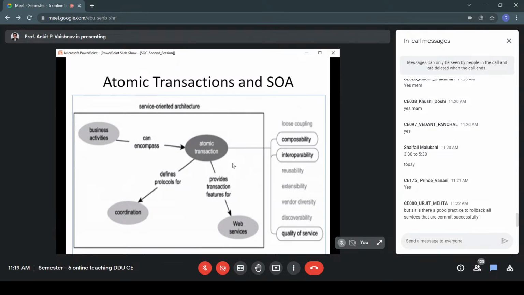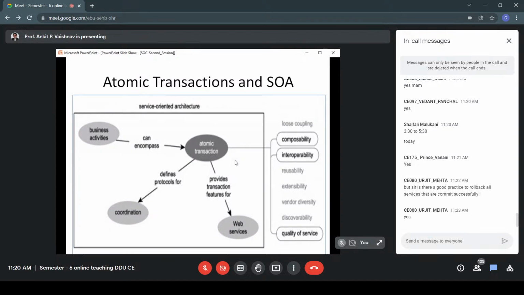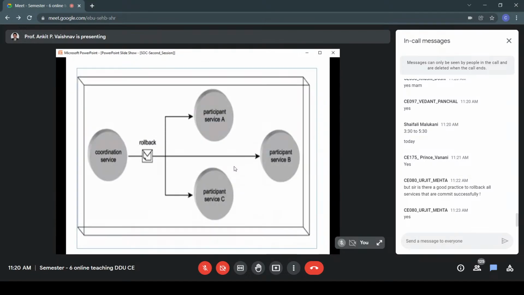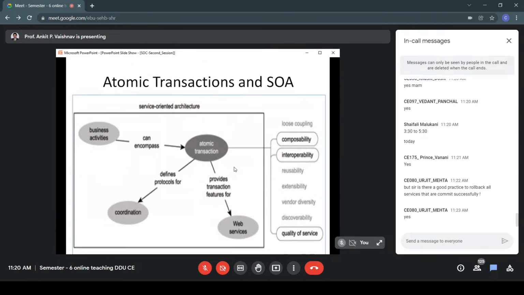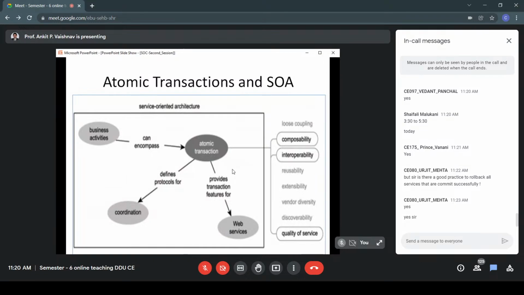But what if the logic is like this in a flowchart? Step number 1, step number 2, step number 3, and there is dependency. In that case, you will have to roll back everything, right? So it all depends upon the logic that we are having. This is just an example, and we can change it according to our logic requirement.